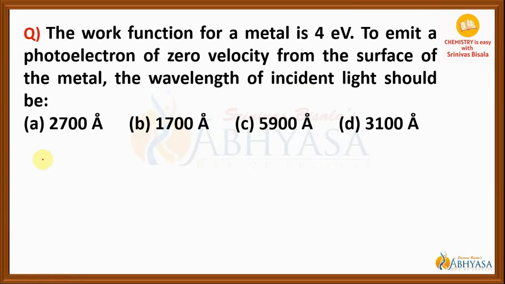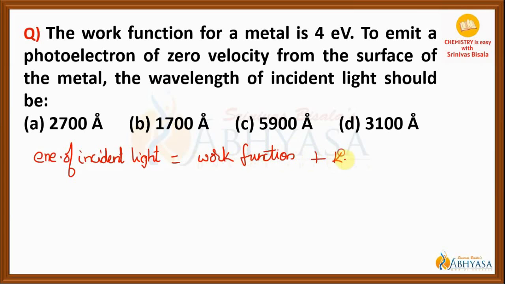As we know, the energy of the incident light is equal to the work function plus kinetic energy. What is the data given here? The work function of the metal is given as 4 electron volt. So we know the work function. It is given that velocity of photoelectron is 0. Definitely kinetic energy is 0 because kinetic energy is equal to half mv square. So kinetic energy value is given as 0. Then now the remaining is nothing but our energy of the incident light.